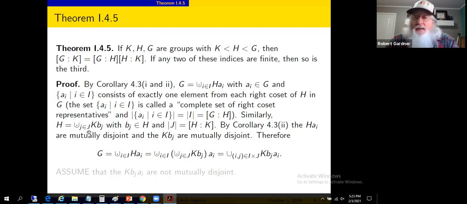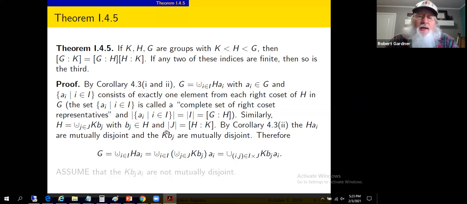Let the indexing set be J, and as these indexing sets are going to play a big role, it's how we're going to quote unquote count things. So the indexing set is capital J. These B sub j's, as index j runs over set capital J, is a complete set of right coset representatives of K in H. So same idea as what we just did.